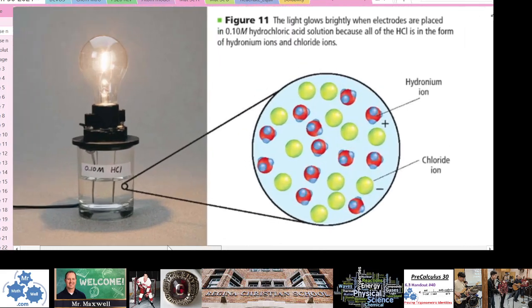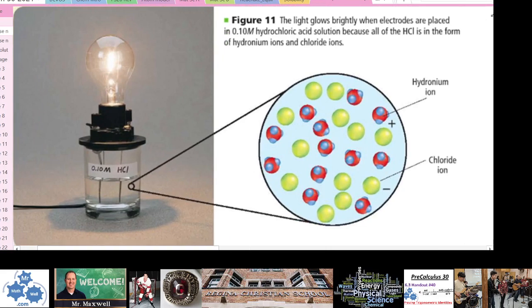The light glows brightly when electrodes are placed in 0.1 molar hydrochloric acid solution, because all of the HCl is in the form of hydronium ions and chloride ions. And as you can see, the electricity is allowed to flow in between the electrodes, and so it powers the light.